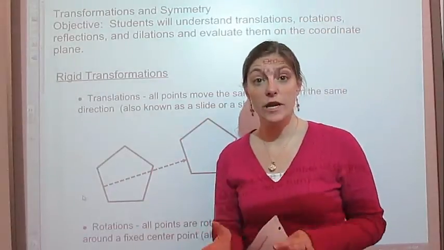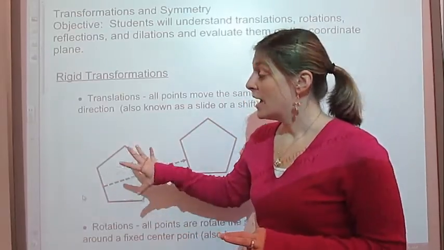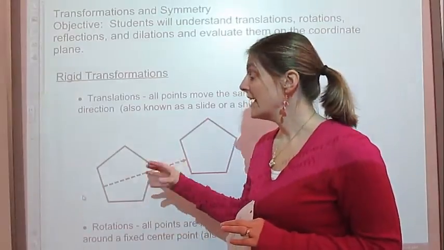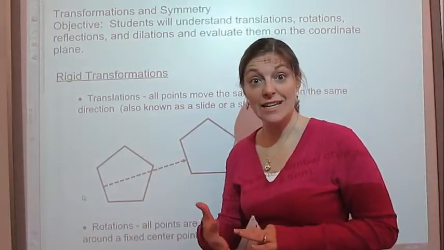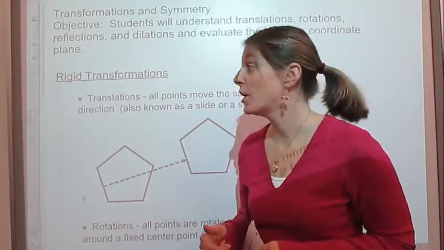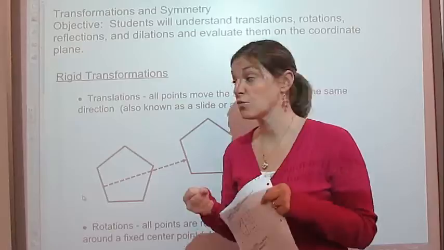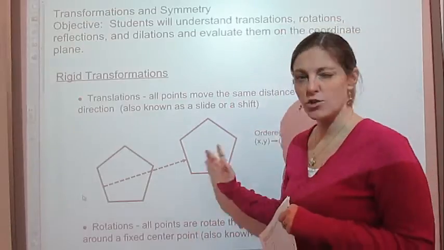And rigid transformations mean that your shape stays the same size and the same shape. Okay, the shape doesn't get distorted and the size doesn't change at all. So that's what rigid means. It means non-flexible. It stays the same. Okay, it's rigid. All right, so the first one we're going to talk about is translations.